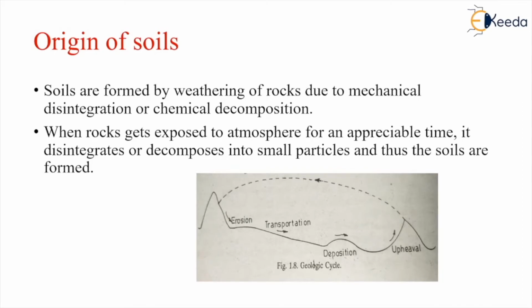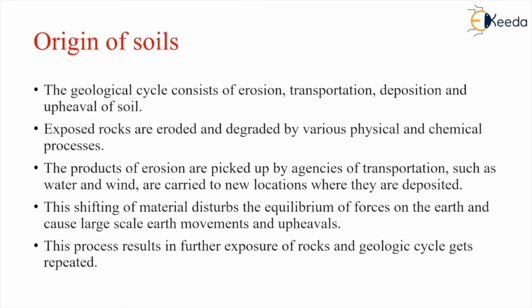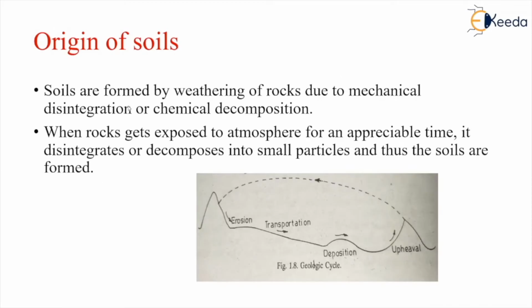Here we see the diagram. So this is the natural geological cycle which occurs. The geological cycle consists of erosion, transportation, deposition, and upheaval of soil as shown in the previous slide. This is what happens.